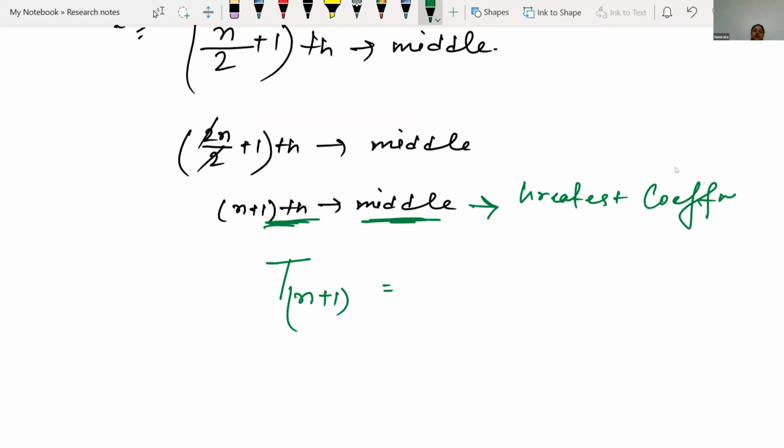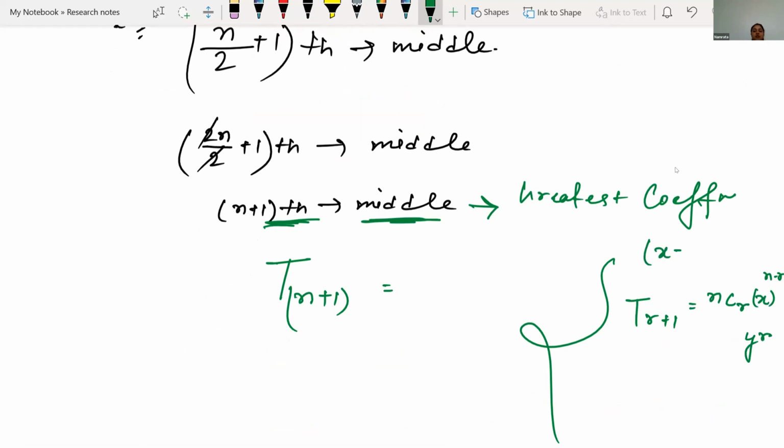What will be that coefficient? There is a formula for the general term. The r plus 1th term formula is nCr x to the power n minus r y to the power r. When we were doing the expansion of x plus y to the power n, the r plus 1th term was this one.